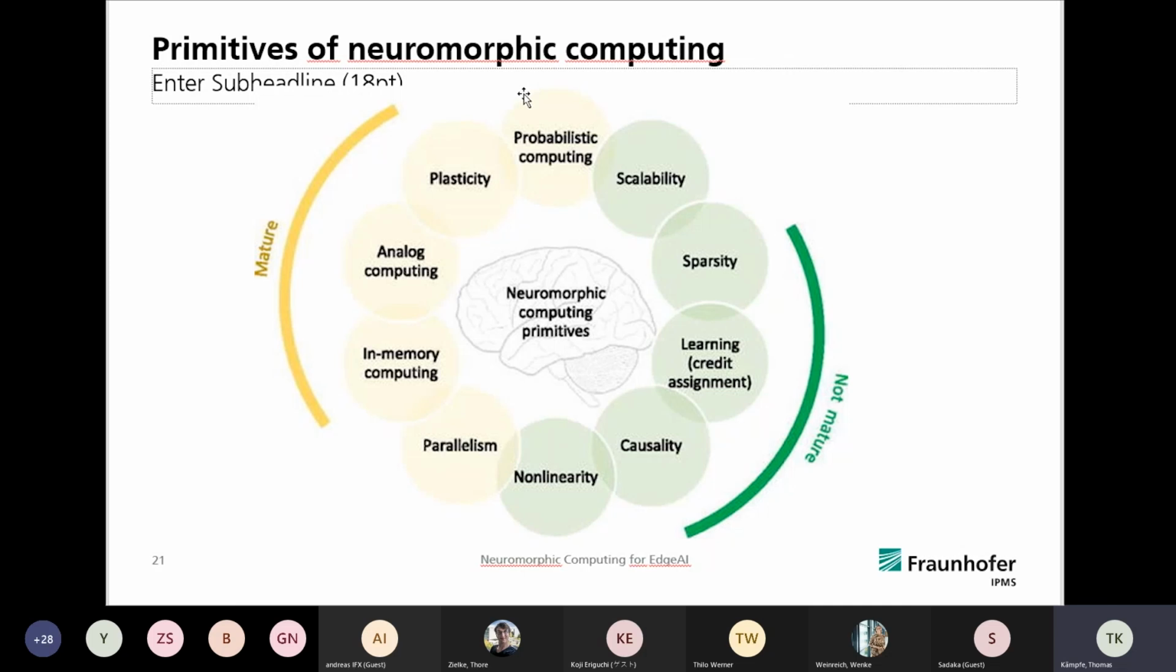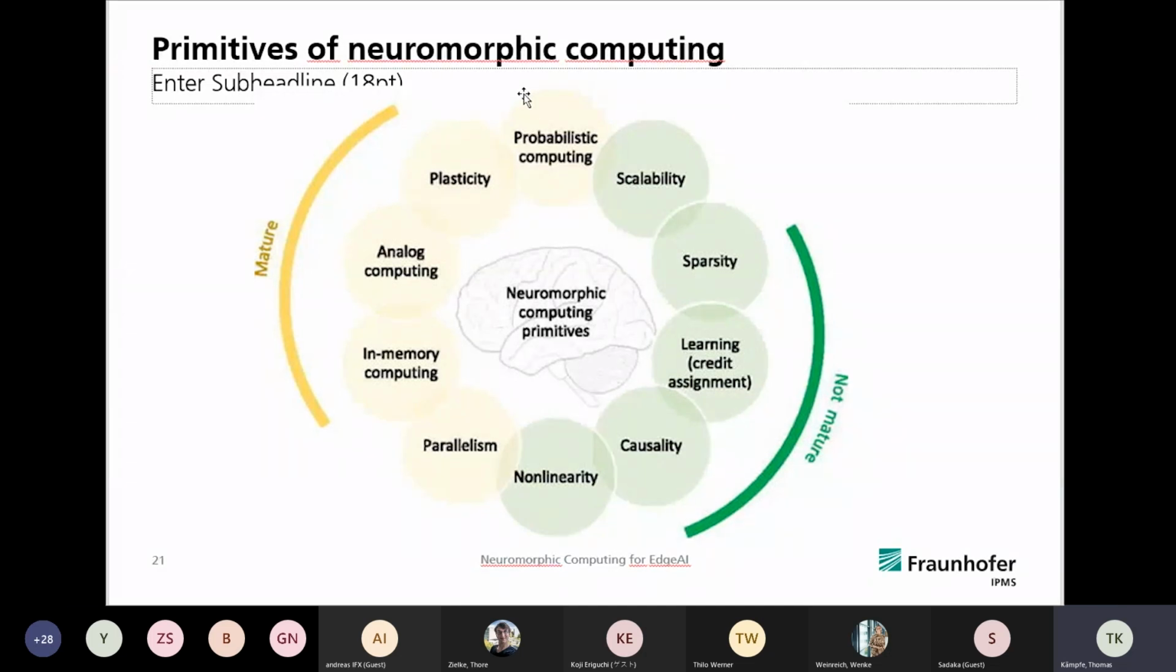It's still not clear how we can scale very small systems, so we can really harvest the parallelism that is already used in deep neural network accelerators. And we also cannot harvest so far the possibility of nonlinearity and causality, which we can see in the brain. So there are still some parts of the research on neuromorphic computing which have to be carried out.